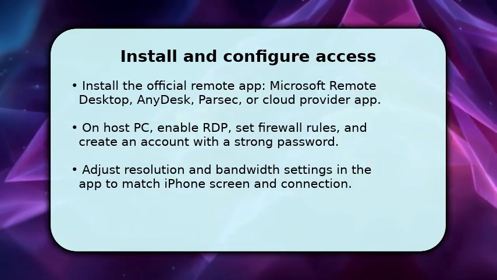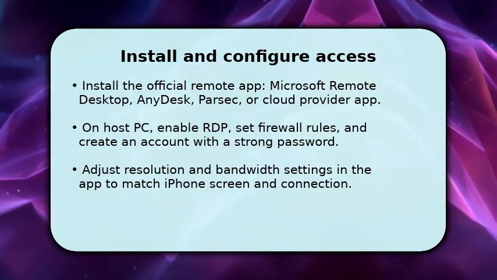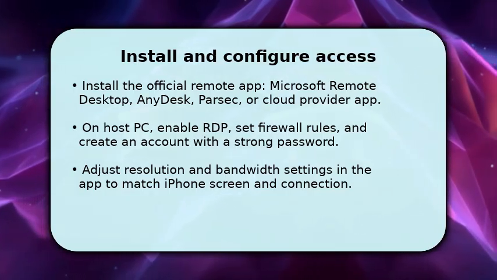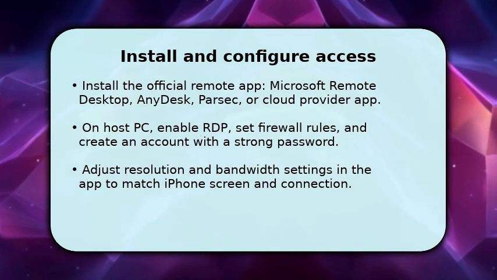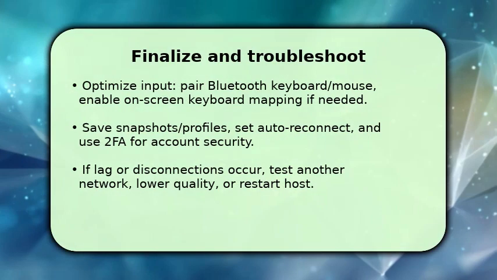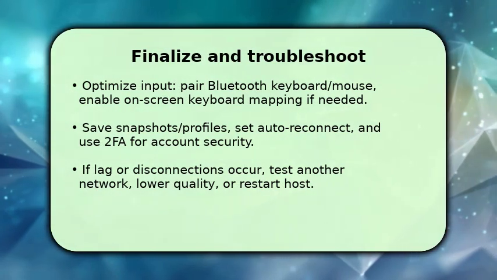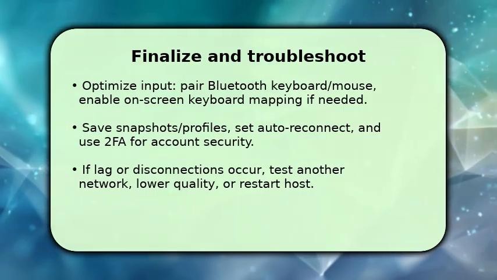Once connected, adjust display resolution, frame rate, and bandwidth limits. Lower settings reduce lag. You'll also map touch gestures and keyboard shortcuts, so interaction feels natural on the phone. Finish by tuning performance and peripherals. Pair a Bluetooth keyboard and mouse, enable landscape orientation, and save a connection profile for quick launches.